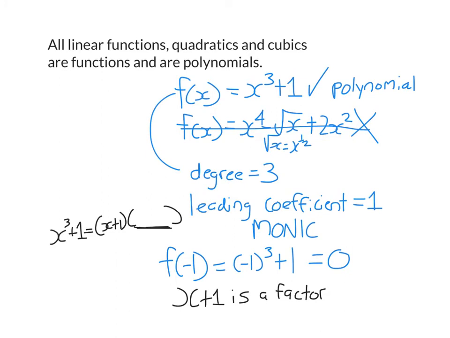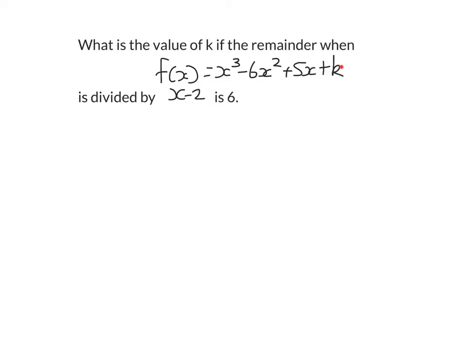So we're now going to look at another example of this. Let's look at this question here. We're going to find the value of k if this polynomial divided by this polynomial leaves a remainder of 6. The remainder theorem tells us that when f(x) is divided by x minus 2, the remainder is just equal to f of 2. Similarly, the remainder when this is divided by x plus 5 is f of minus 5. That's the remainder theorem. Make sure you know it.